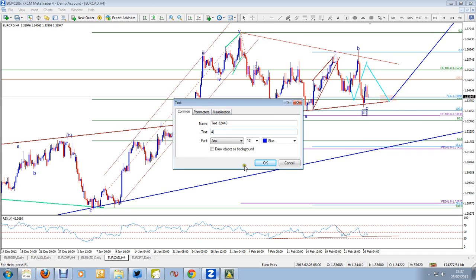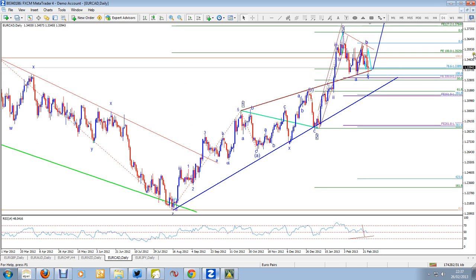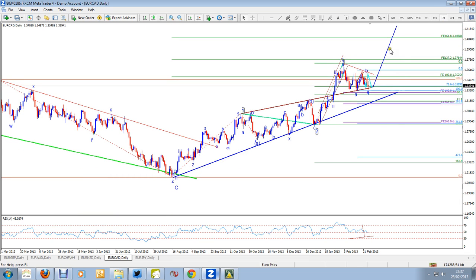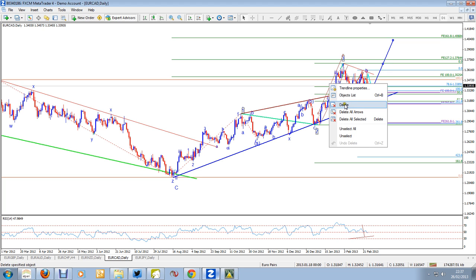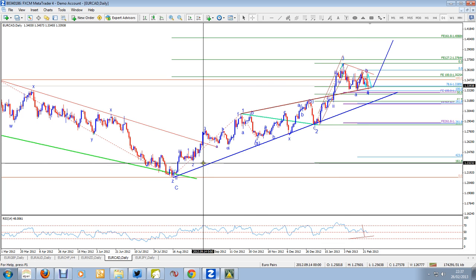So if that triangle turns out to be correct, then this one will be the bottom of wave 4, and then we would move up to form a wave 5. Depending on how it comes out, let's put it this way, it cannot be longer than wave 3, because wave 3 at the moment looks like the shortest. So we can't have wave 3 shortest in the Elliott wave.